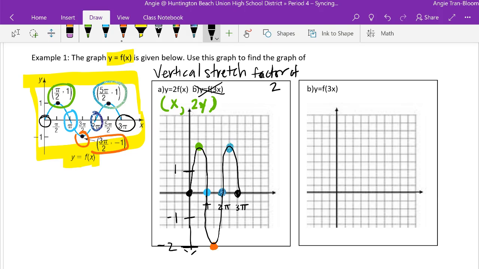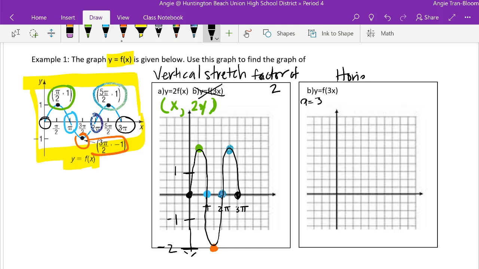All right, we're going to do B and then we'll call it a day. B is something that you just learned, okay? Look at it. Y equals f of 3 times x. What is your A value in here? 3. Perfect. A is 3. Is that greater than 1 or in between 0 and 1? So is this a horizontal what? Stretch or compression?